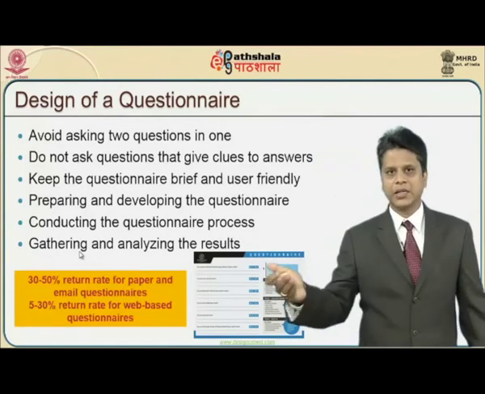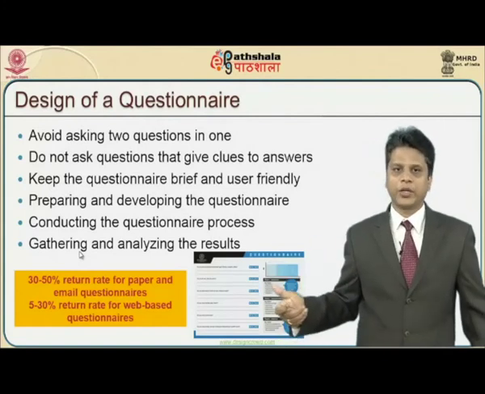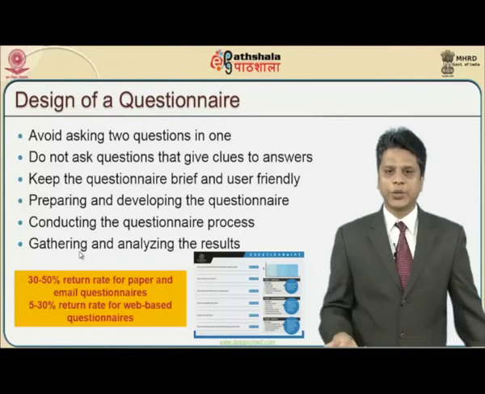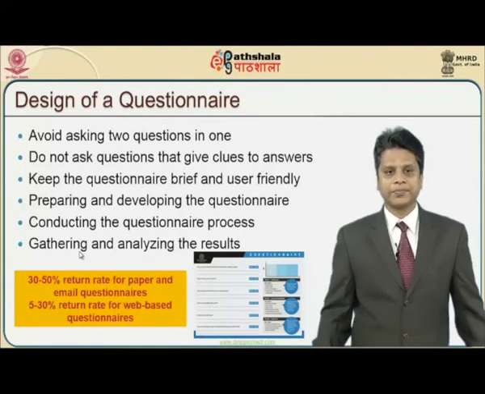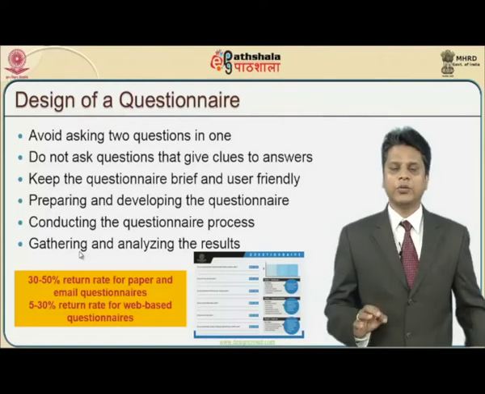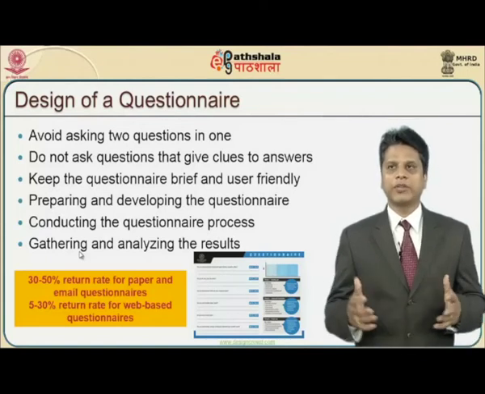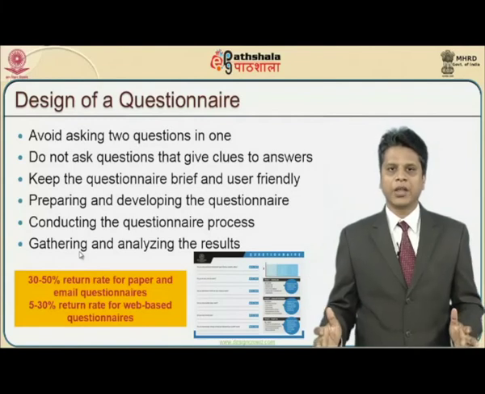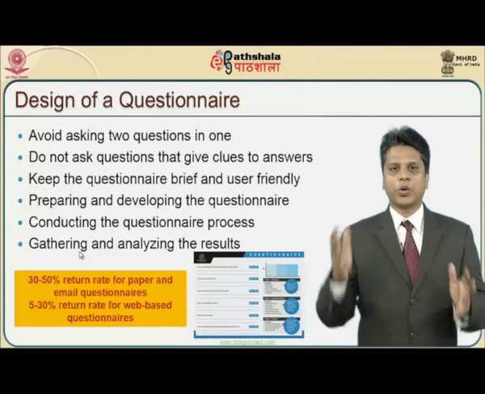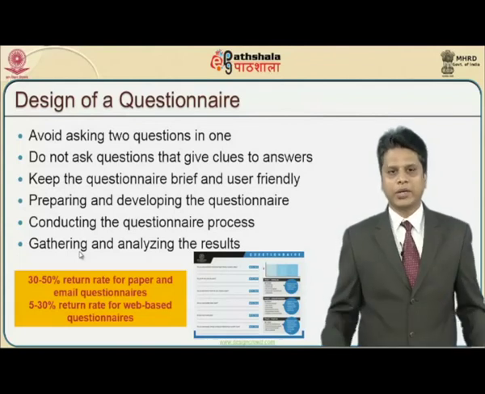If yes, then we may have to proceed for another question. It cannot be the case like that. So do not ask questions that give clues to the answers. Keep the questionnaire very brief, and it should be user friendly. You cannot ask the respondents to give a very brief answer or a detailed answer. It can be choosing either one of the types, or it can be menu-like.